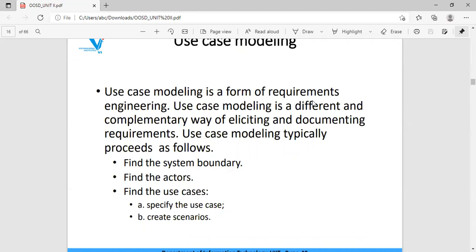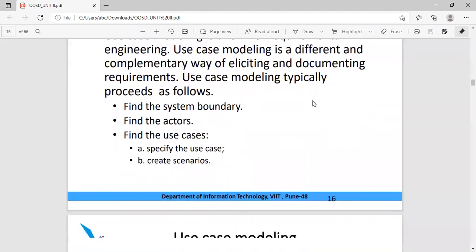Use case modeling is a different and complementary way of eliciting and documenting the requirements given by the functional requirements. Use case modeling typically proceeds as follows. First, we have to identify the system boundary and the actors. The second step is to find the use cases. In the use case, I am performing the task by specifying the use case and creating the scenario. This is the most important part while writing a use case for a particular functional requirement.